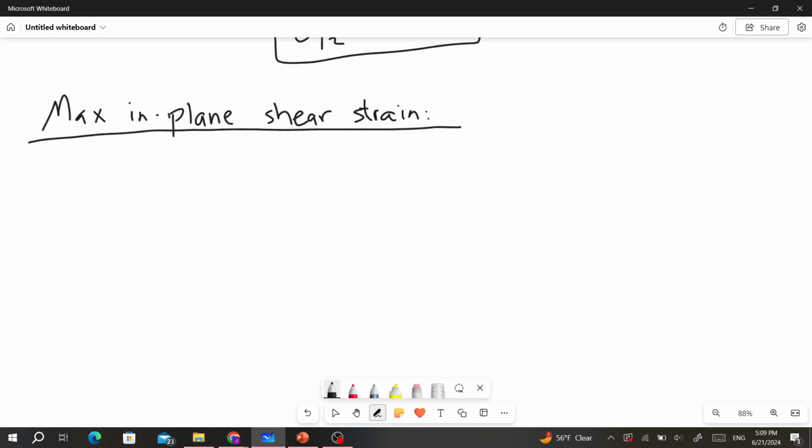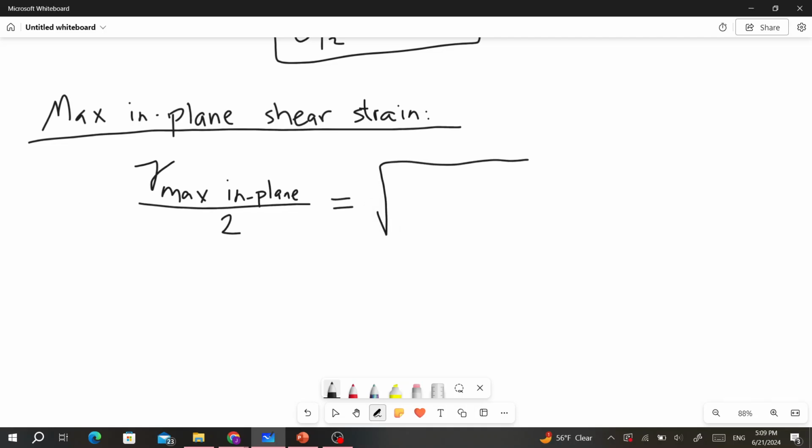So the equation for max in-plane shear strain, gamma max in plane, this is in the xy plane, gamma max in plane divided by 2 is equal to the square root of epsilon x minus epsilon y divided by 2 squared plus gamma xy divided by 2 squared.